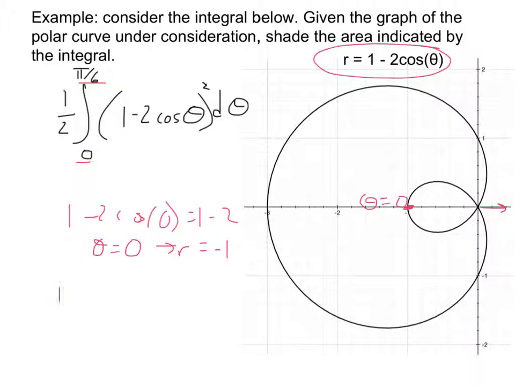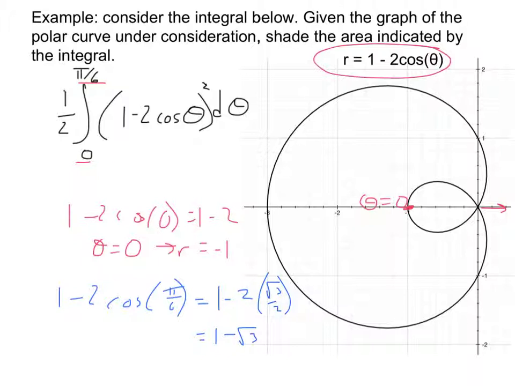I can do the same thing with pi over 6. 1 minus 2 times the cosine of pi over 6. That's going to be 1 minus 2 times the square root of 3 over 2. That's 1 minus the square root of 3. And if we think about that, this is something negative. I mean, if we know that the square root of 3 is 1.7-ish, we get negative 0.7. So we have this idea that when I'm at an angle of pi over 6, the radius value is negative 0.7, which puts us somewhere down here, right?